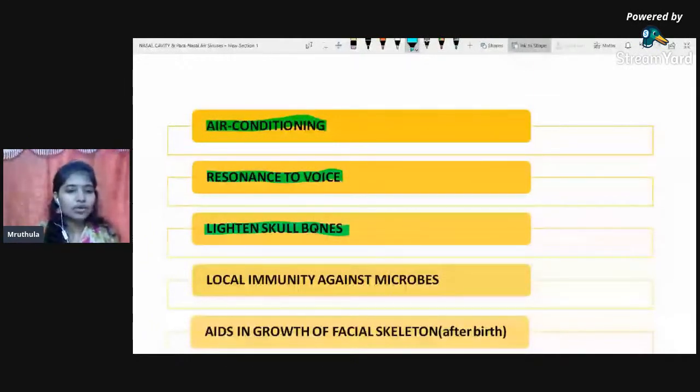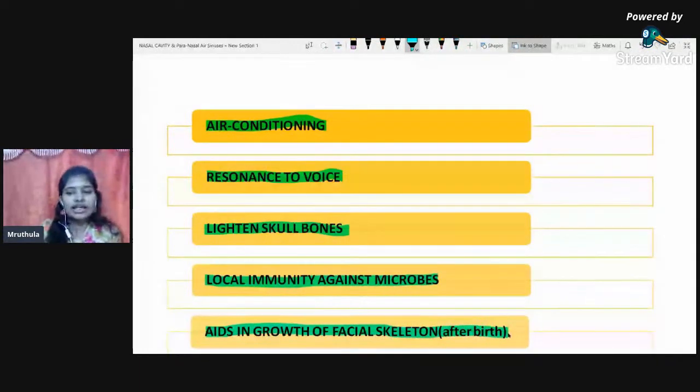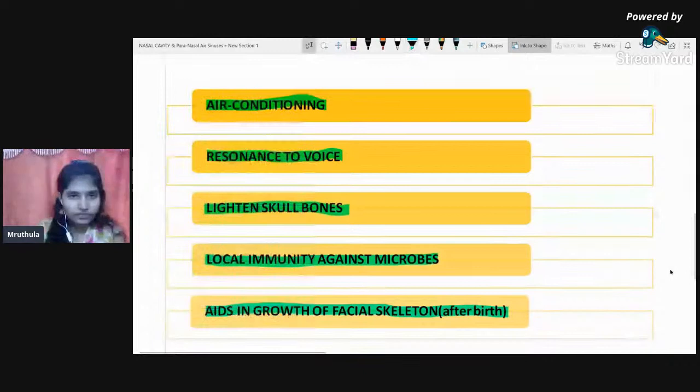Then the local immunity against the microbes. How is this possible? Whenever some infection gets inside, or whenever some foreign body like a microbe gets inside, there is an irritation sensed in the nasal cavity, and to wipe off the microbe or body in the sinuses, there will be secretions. Okay, our body regulates these secretions. The secretion is by means of the epithelial lining in the sinus, so that secretion will help in the removal of the microbes. And the last function is the growth of the facial skeleton after birth. Okay, they indirectly help in the growth of the facial skeleton, right?